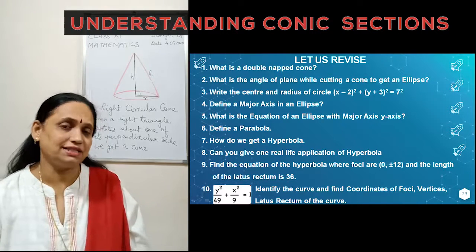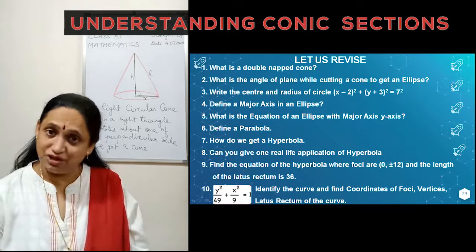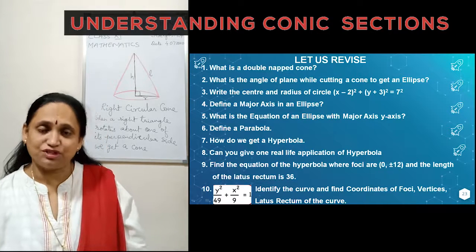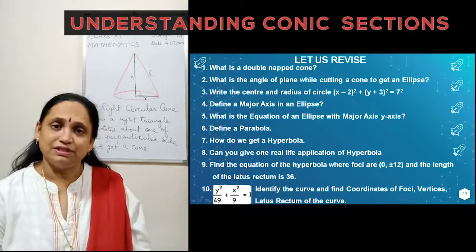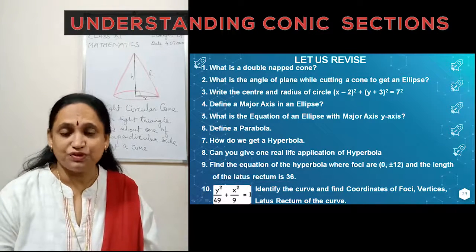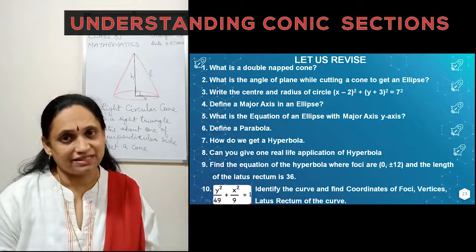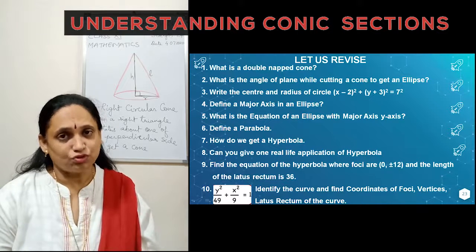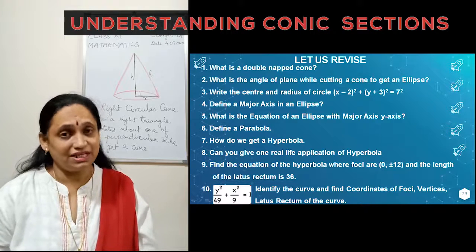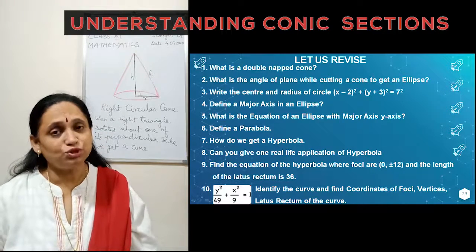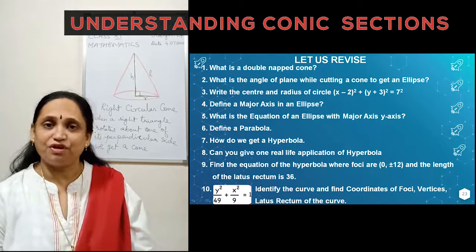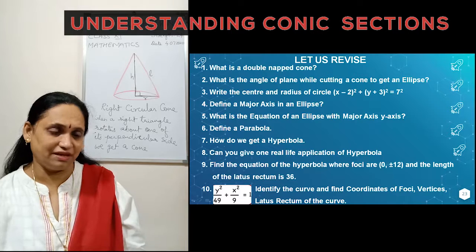Define a major axis in an ellipse. What is a major axis in an ellipse? Yes, you know it very well, that an axis on which the foci will lie is called the major axis of an ellipse. What is the equation of an ellipse with major axis as y-axis? We have done it just now, so you will be able to answer. Define a parabola. You have seen an animated image and I'm sure you will be able to say that it is locus of points which are equidistant from a fixed point and a fixed line.